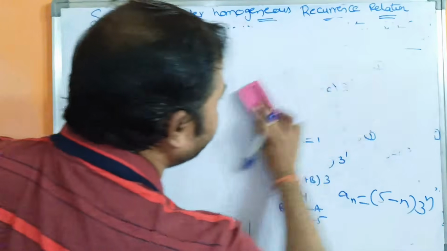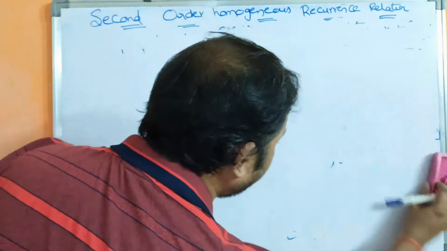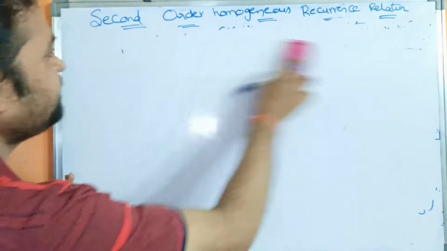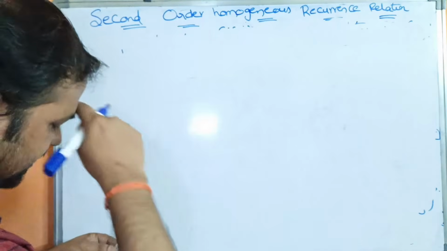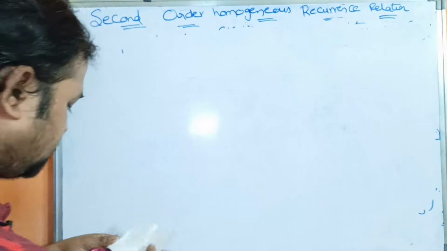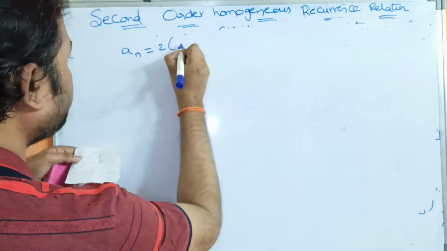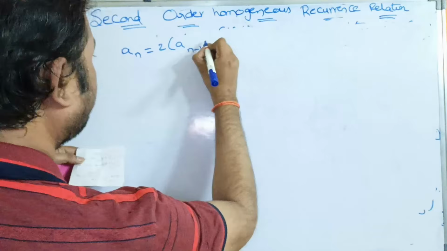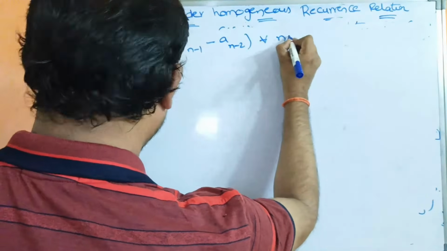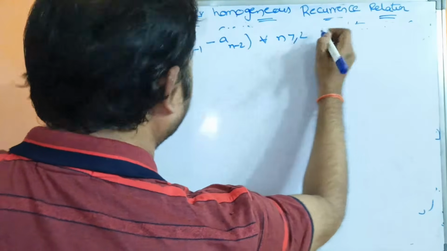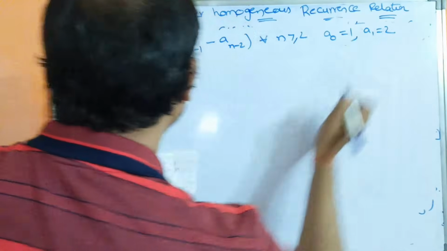Okay. Let us solve the last example. The last example is based on case 3. Case 3 means the roots are real and distinct. Let us solve the last example. An is equal to 2 into an minus 1 minus an minus 2 for all n greater than or equal to 2, and the initial conditions are a0 is equal to 1, a1 is equal to 2.